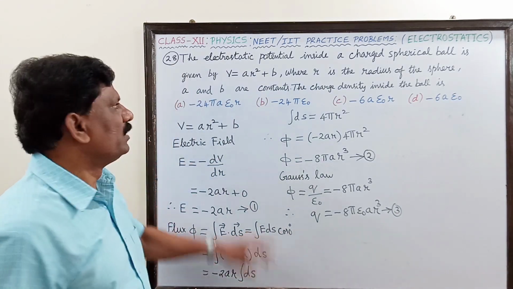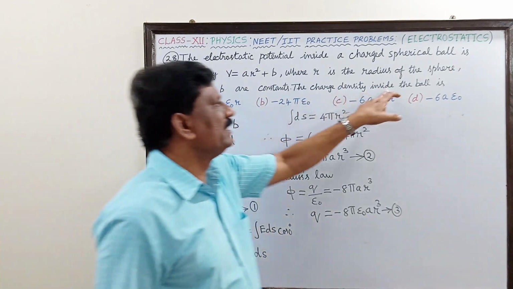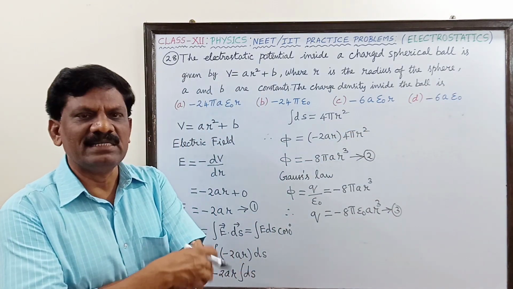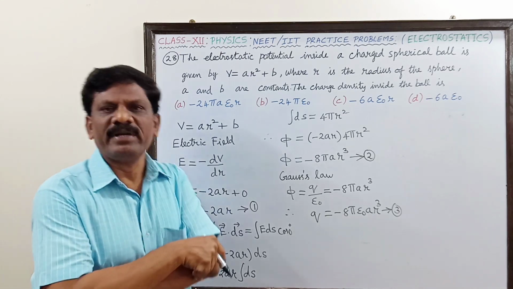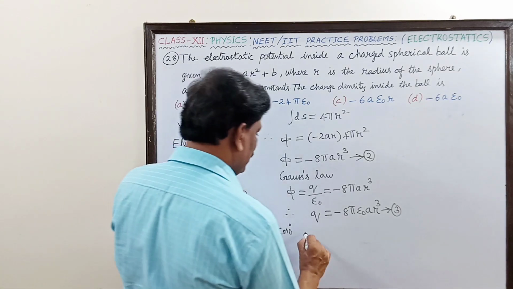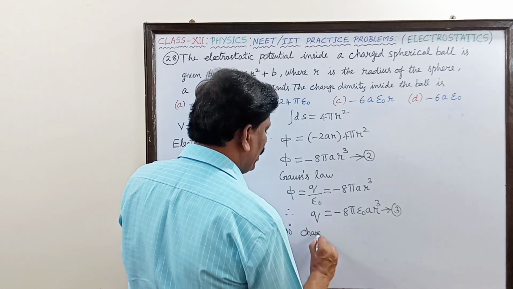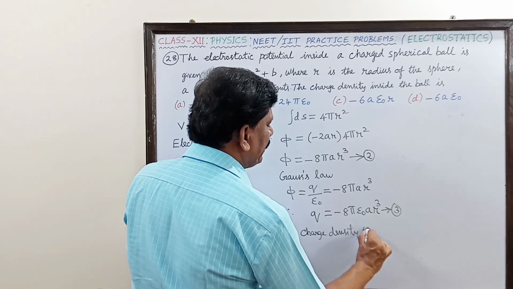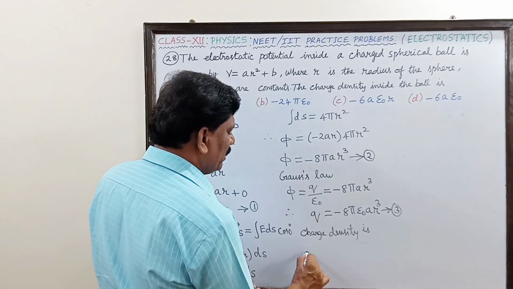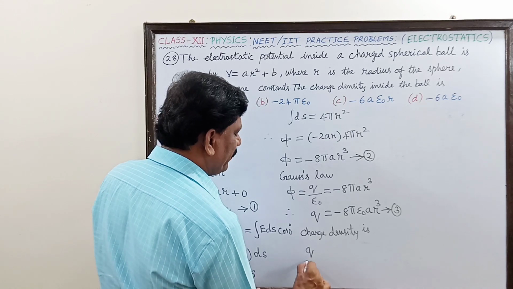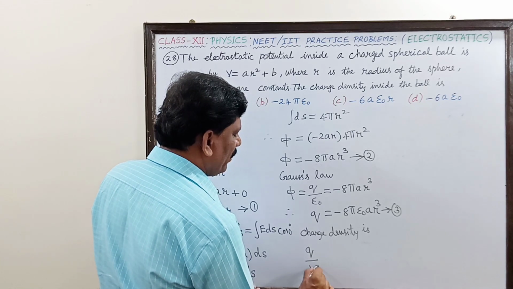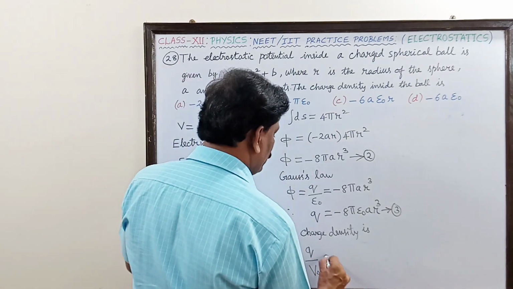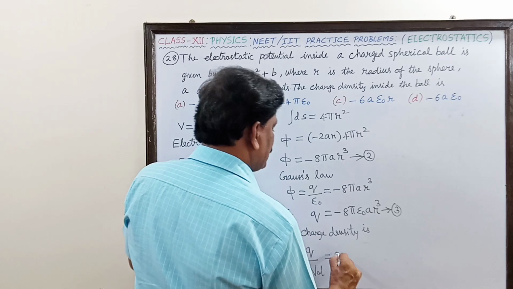But what is asked here, the charge density inside the ball has to be determined. So, what do you mean by charge density? Here it is the charge per unit volume, is it not? So, finally, charge density, volume charge density. It is a volume charge density. So, volume charge density is equal to Q divided by V. V for volume, not potential. So, this is now equal to Q is how much?